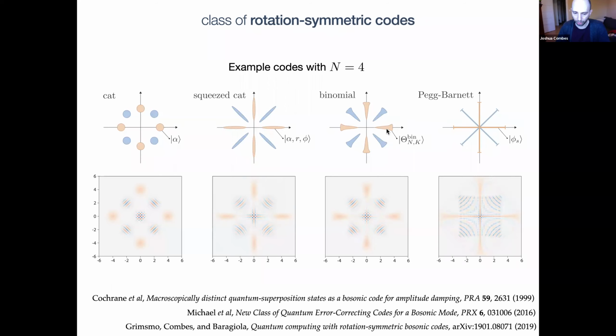And then there are these other codes which were proposed in this PRX paper down here by Michael et al. These are called binomial codes. They're known to be very performant. And then finally, you could take, for example, just the equal superposition of the Fock states and superpose that with itself. We call this a Peg-Barnett code, which is related to the eigenstates of the Peg-Barnett operator, which is the Hermitian phase operator on a truncated Fock space.